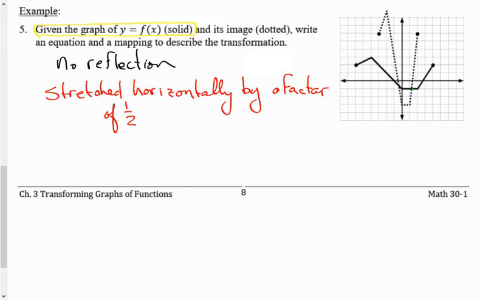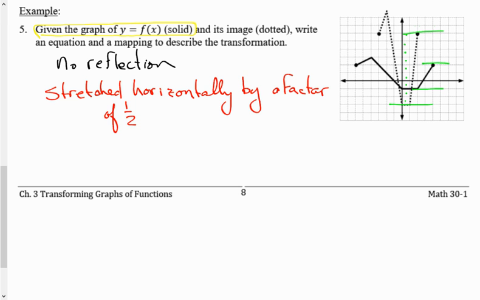So suppose I do from here to there. That height was 3. Look at the corresponding points. Here to there, 1, 2, 3, 4, 5, 6, 7, 8, 9. Yep, it's 3 times as big. So I have a vertical stretch.